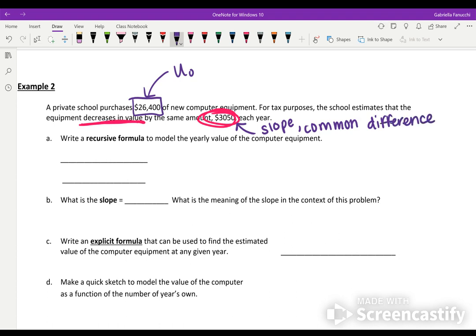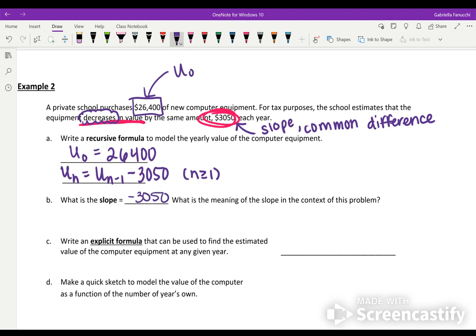Okay, so u sub 0 is equal to 26,400. U sub n is equal to u sub n minus 1 minus 3,050, where n is greater than or equal to 1. So it's minus because we're decreasing, so we need to be careful with the vocabulary not to put plus. Right, so the slope is going to be negative 3,050.